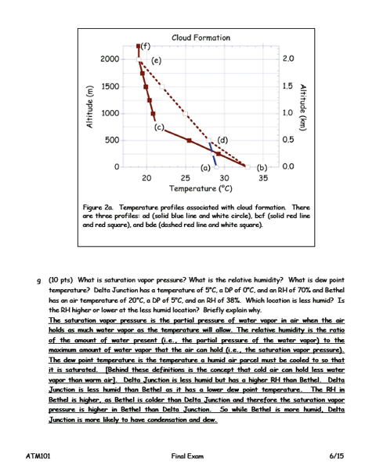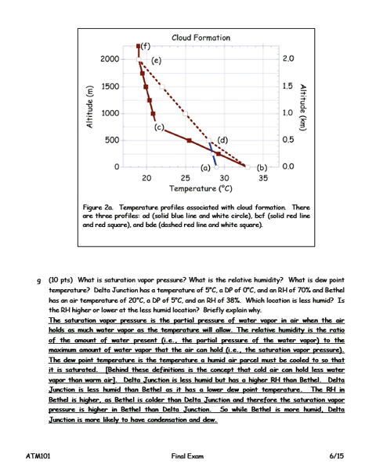Behind these definitions is the concept that cold air can hold less water vapor than warm air, as we've discussed earlier. Concerning Delta Junction and Bethel, Delta Junction in this case has to be less humid than Bethel because it has a lower dew point temperature, even though it has a higher relative humidity.